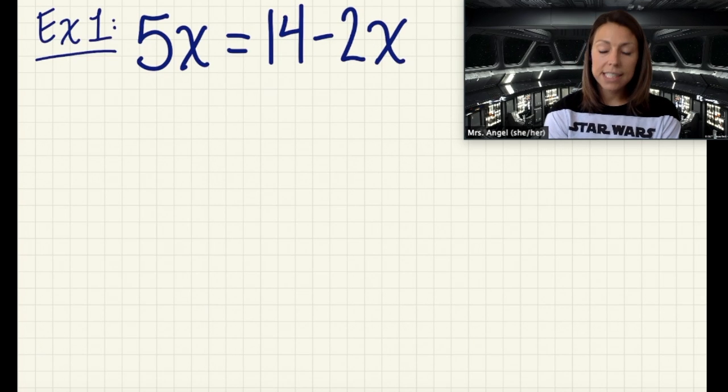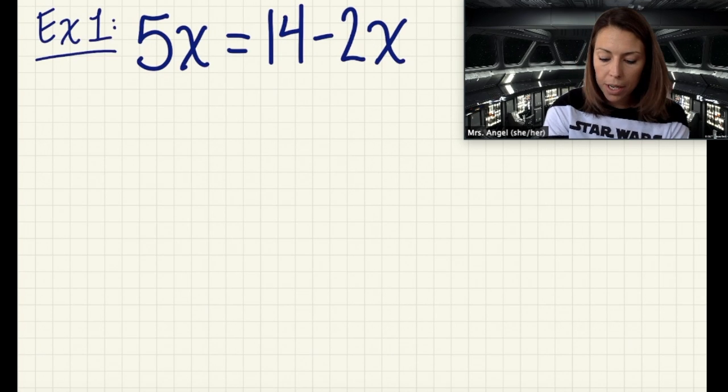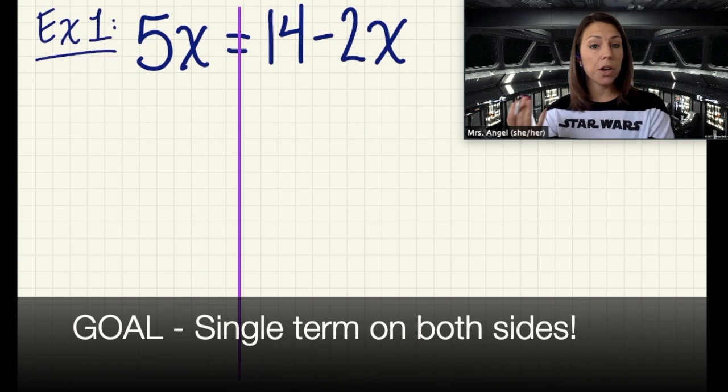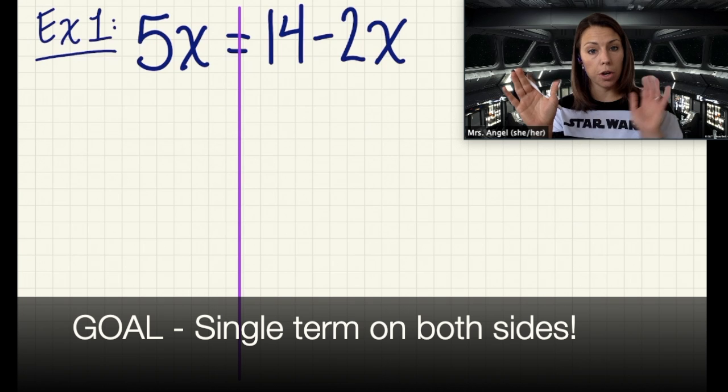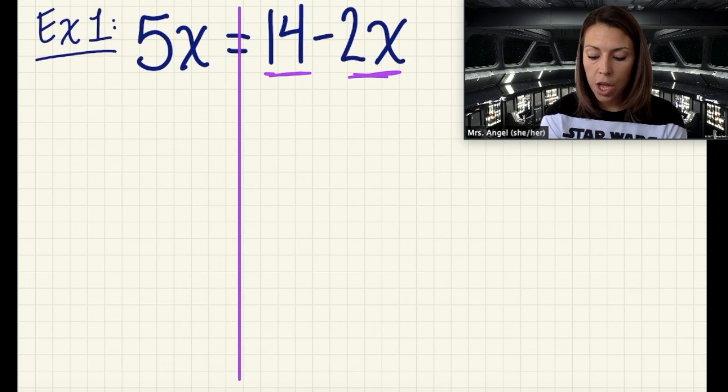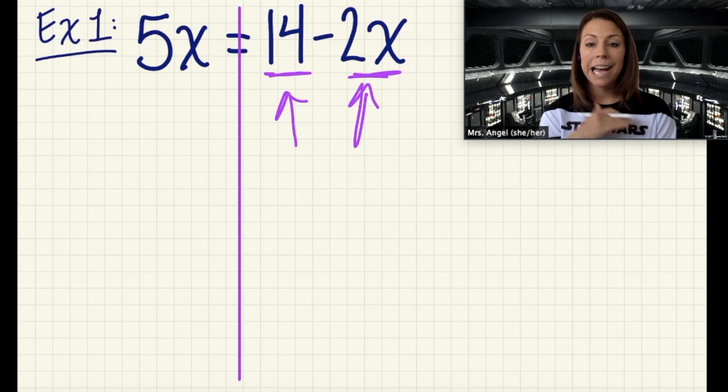Great. Let's see how we did. I'm going to start by putting the line down the middle of my equal sign. And then again, my goal is to get it down to a single term and a single term. So what's standing out to me is that I have 2 terms on the right, meaning one of these 2 terms has got to go. I have to make a zero term out of one of them.